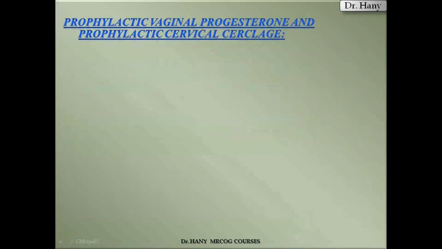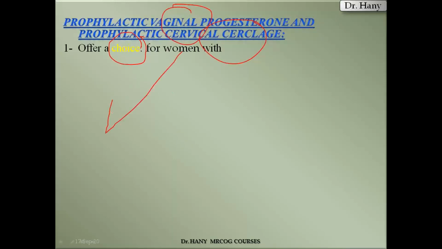What will be the treatment? What will be the tricks for the exam? I have two options: to give prophylactic vaginal progesterone or prophylactic cerclage. What to do and when to do. When to think about vaginal progesterone only, when to think to do cervical cerclage. Offer that choice, either this or this, vaginal progesterone or a cerclage.